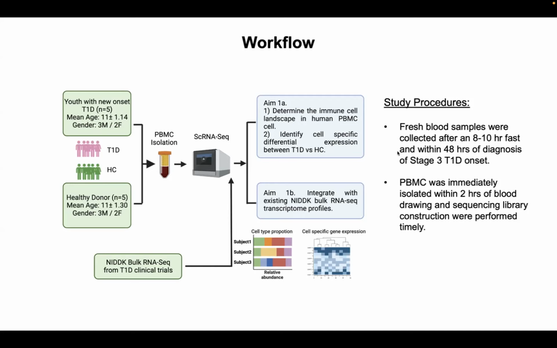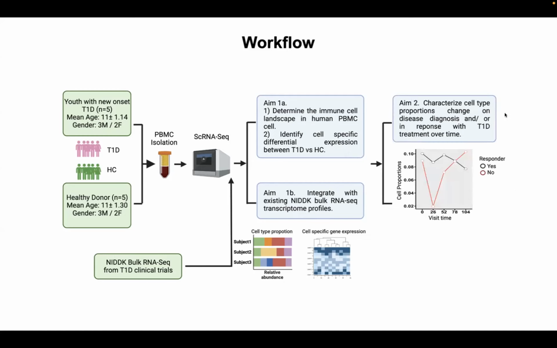Aim one of the study is to determine the immune cell landscape in human PBMC and to identify the cell-specific differential expression between T1D and healthy. Further on that, we will derive our signature based on the single-cell RNA sequencing to do the deconvolution, integrating with public data sets to deconvolute the cell proportion and also the cell-specific gene expression. Aim two is more focused on the clinical trial data. We want to characterize the cell type proportion change with the risk of type 1 diabetes and also the response to drug treatment over time.